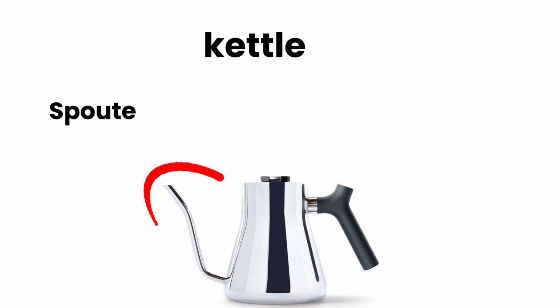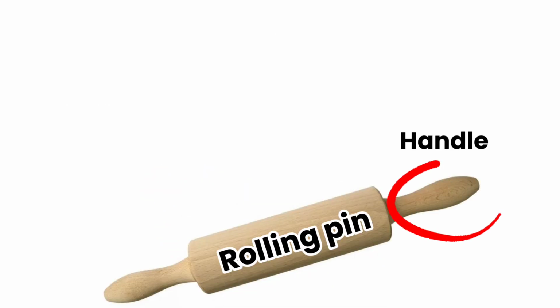This is a kettle, and a kettle has a spout. This is a rolling pin, and where we handle the rolling is called the handle.